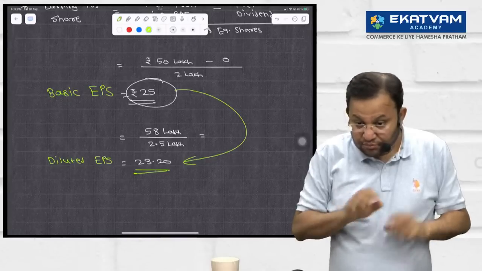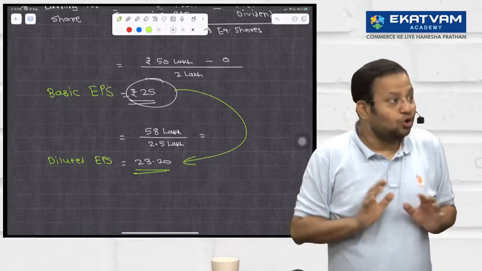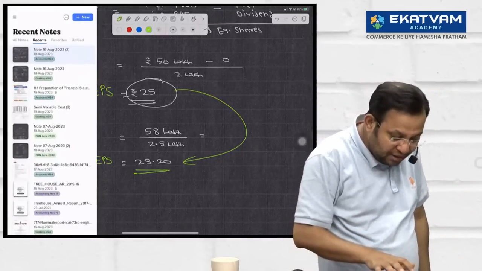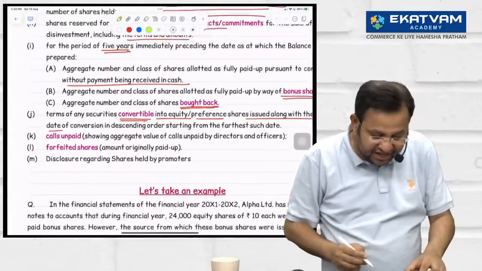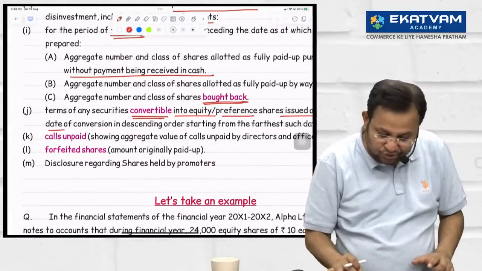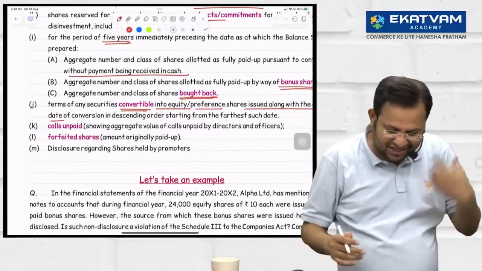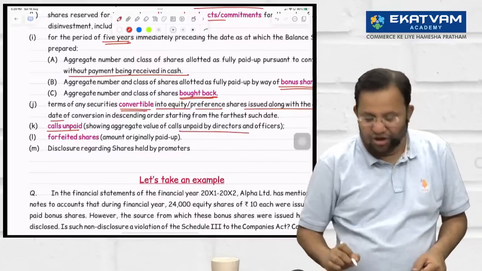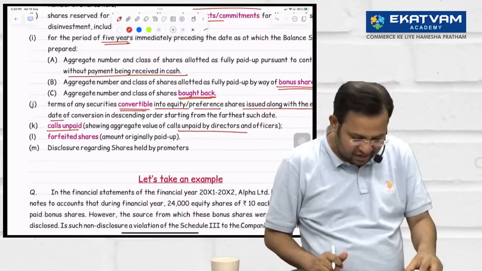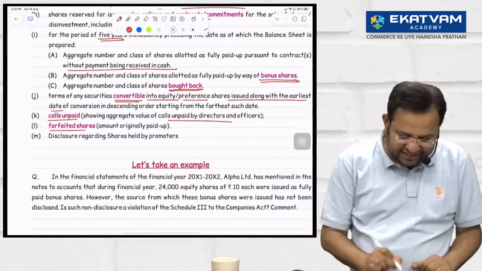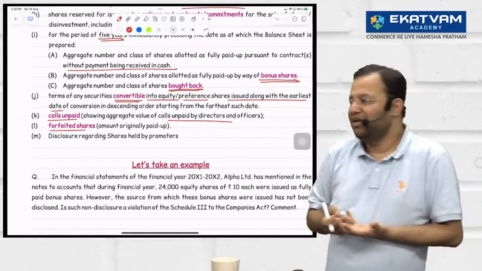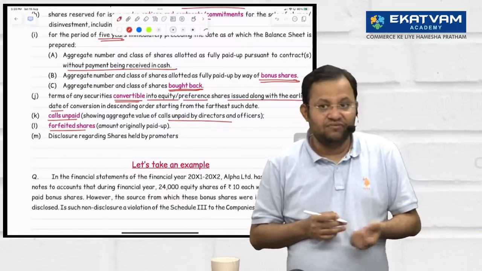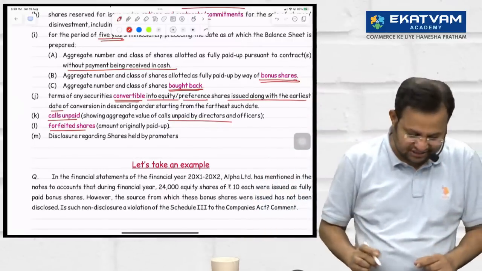मैंने बोला डाउट? बिल्कुल डाउट नहीं लेने वाला मैं. So, convertible securities कितने हैं? Notes to account में आपको लिखना पड़ेगा. Terms of any securities convertible into preference shares or equity shares along with the earliest date of conversion. Unpaid calls कितने हैं? Showing aggregate value of unpaid call from director officers. If there are any unpaid calls, you should discuss. Forfeited shares कितने हैं? Shares forfeit कब होते हैं? When any investor has not paid the amount of allotment money or call money, we forfeit the shares. Forfeit मतलब we cancel the shares.